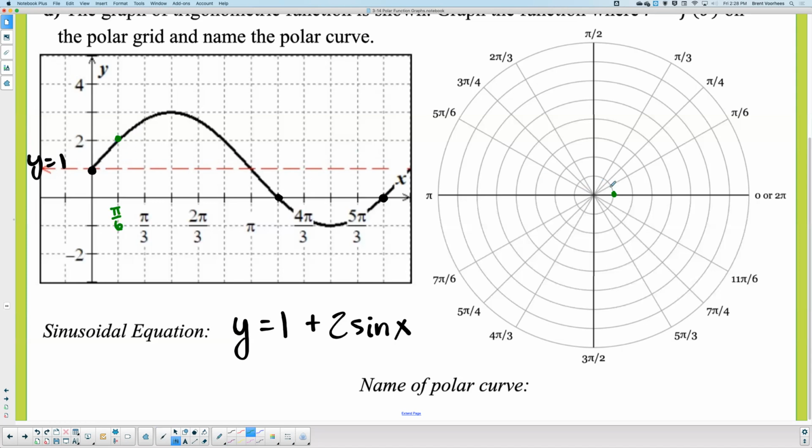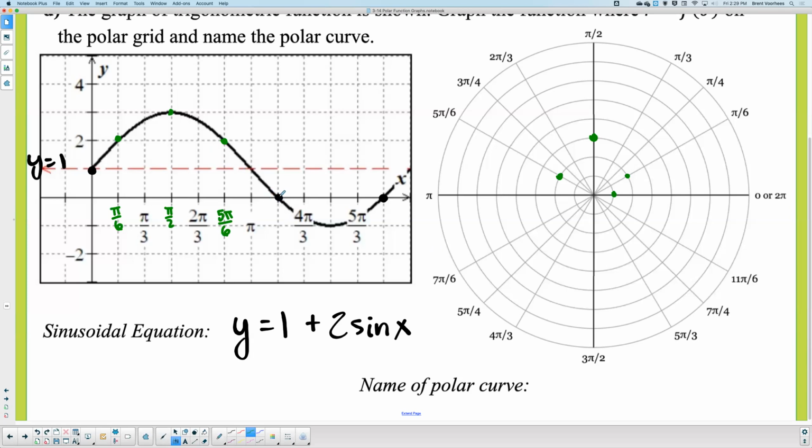At pi over 6, we go to 2. That's a weird decimal, so I'm going to skip that one. This is pi over 2 right here. At pi over 2, we're up at 3. At 2 pi over 3, that's going to be weird. The next good one is 5 pi over 6. Notice our good values keep the same denominator. At 5 pi over 6, we are at 2.